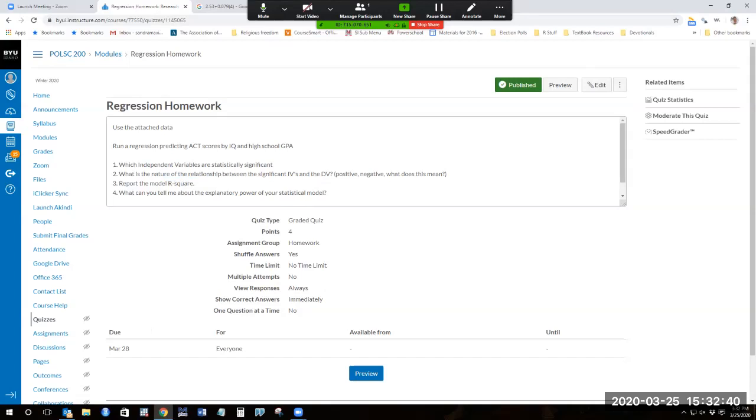But if it's negative, it means that when the independent variable goes up, the dependent variable goes down, or vice versa. And if it's a positive relationship, it means both of them move in the same direction. As high school GPA goes up, ACT goes up. As this goes down, that goes down.